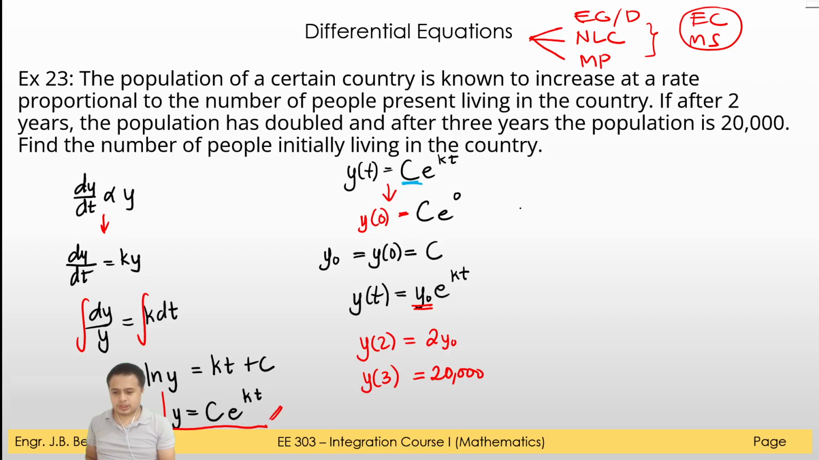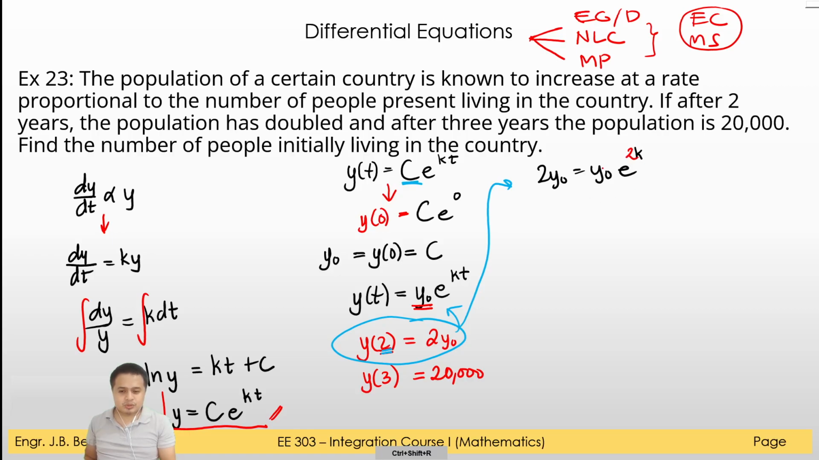Basically, if we utilize this, we have 2 y sub 0 is equal to y sub 0 times e raised to k times the time, which is 2, so we have 2k. Basically we can cancel this out. So we have 2 is equal to e raised to 2k.